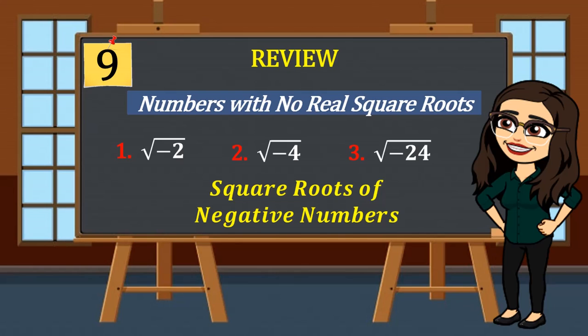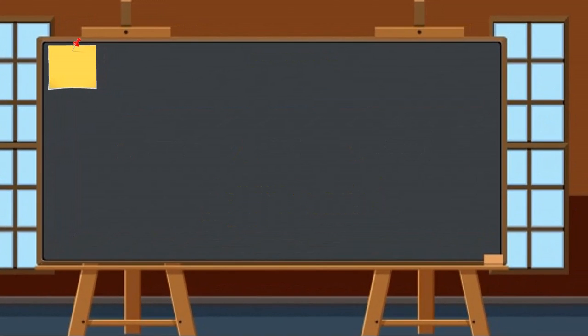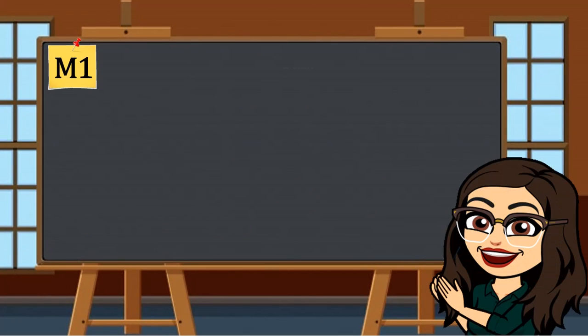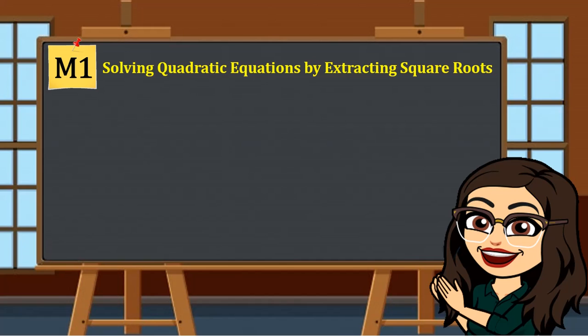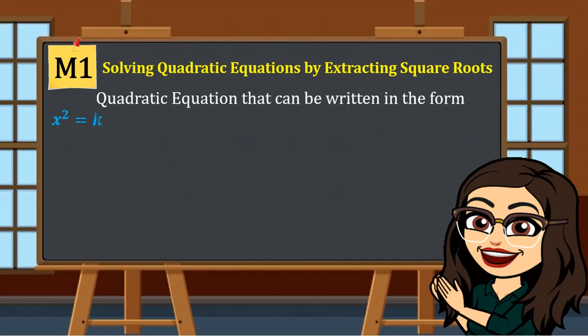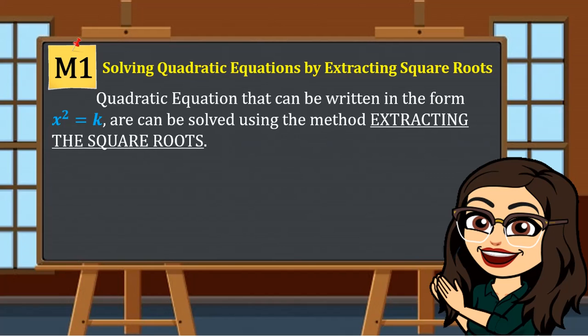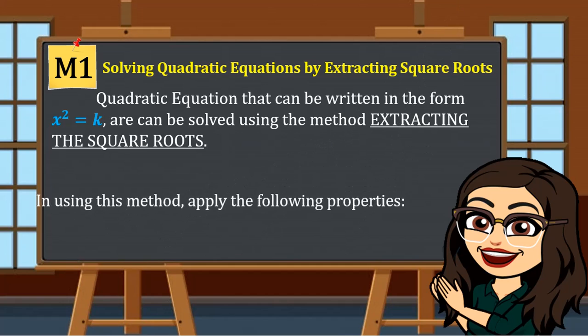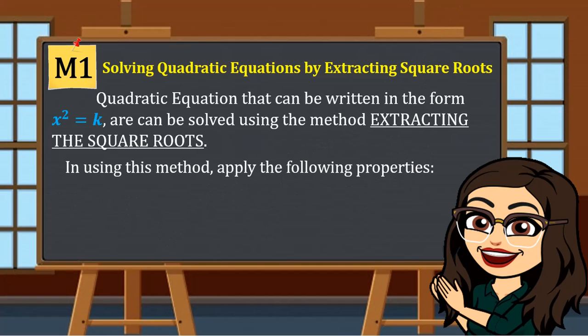So now, I hope you already recall the different ways on how to determine the square root of a particular number. So let's now proceed with method number 1. We have solving quadratic equations by extracting square roots. A quadratic equation that can be written in the form x squared equals k can be solved using the method of extracting the square roots. In using this method, apply the following properties. There are 3 properties.